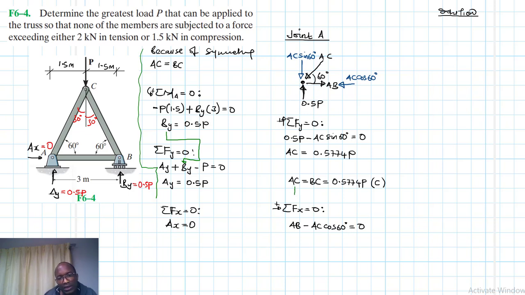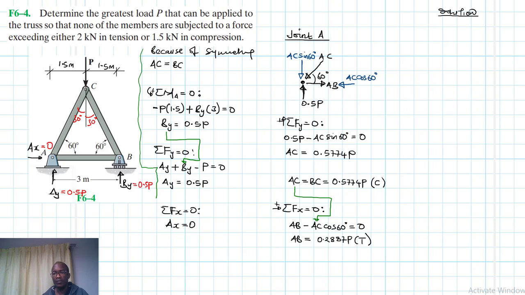We found our AC already, so we can just replace it here. And once we do so, then we'll find that our AB is going to be equal to 0.5774 cos 60. So we'll have a 0.2887 P. Okay, and this is in tension.